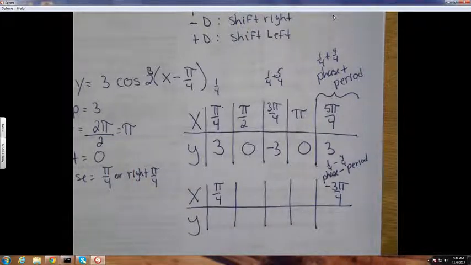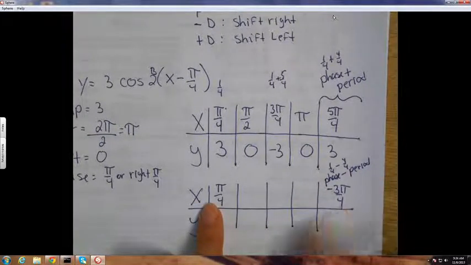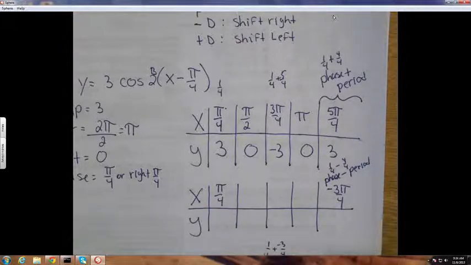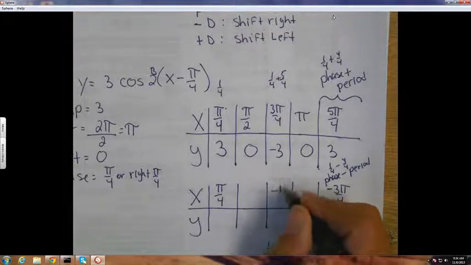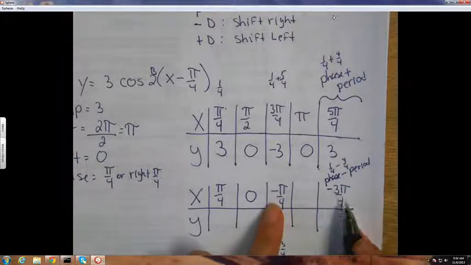Okay, now we average to get the middle. Add them up and divide by 2. 1/4 plus -3/4 is what? -1/2, and then half of that, -pi over 4. Okay, this average is going to be easy. What's halfway between pi over 4 and -pi over 4? 0. So we hit the y-axis there. And then what's halfway between -1/4 and -3/4? -1/2.